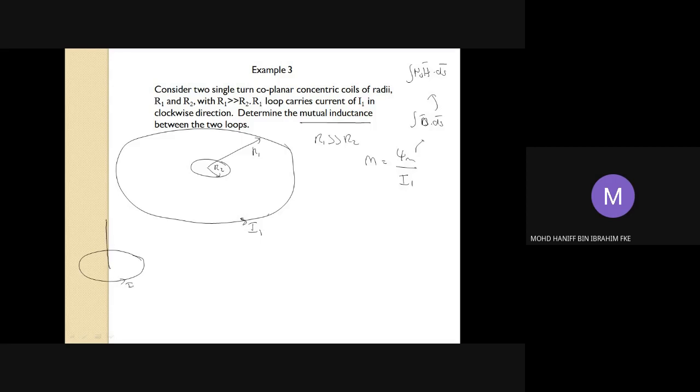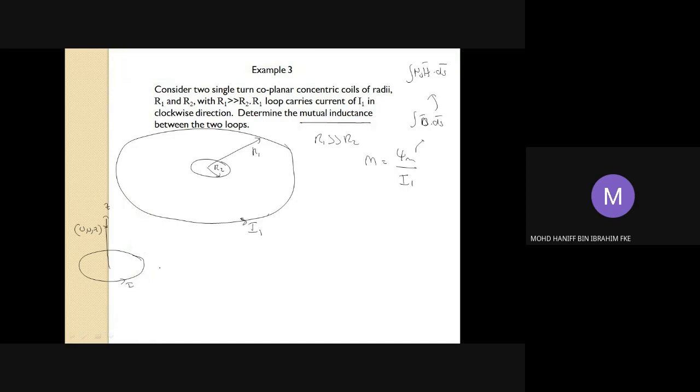We want to find the H field at this position along the axis. This is the axis of the loop. This is I, sorry, this is the line current. We need to find the H field at its position, let's say position of 0, 0, Z. Remember what we did, we are using Biot-Savart's law.